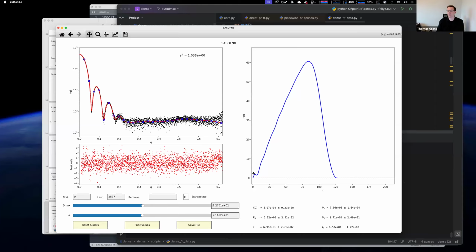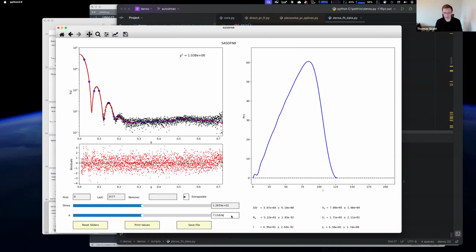We can also look at the P of R curve and just see where this curve naturally falls to 0 if I give it a really large number, right? The Dmax isn't actually 200. I can just look at the P of R curve and say, okay, this naturally falls to 0 around 126, right? Something like that.